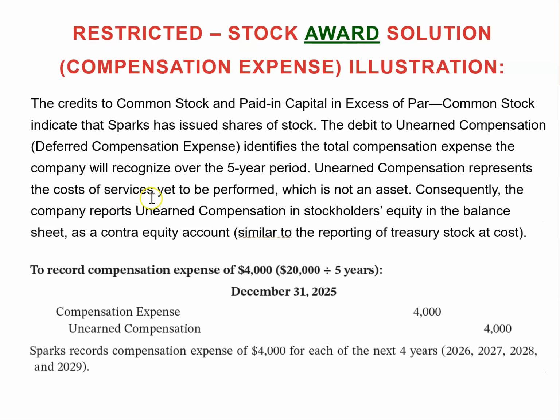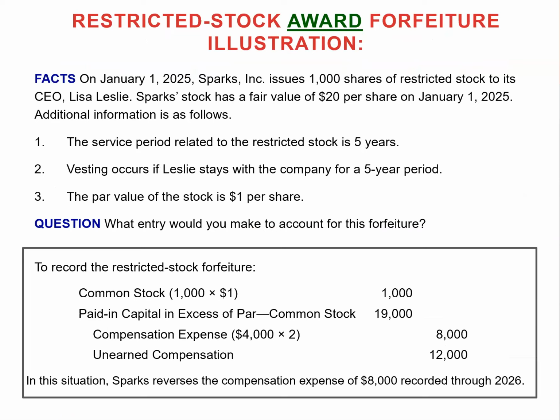Now, here we will see what will happen at the end of the first year, which is December 31st. We are allocating 1/5, or $4,000. We are recording it as a compensation expense, which is a debit, and then we are reducing that unearned compensation. Now, what if Leslie leaves the company before the 5-year service period ends? In this situation, we need to forfeit all the stocks.